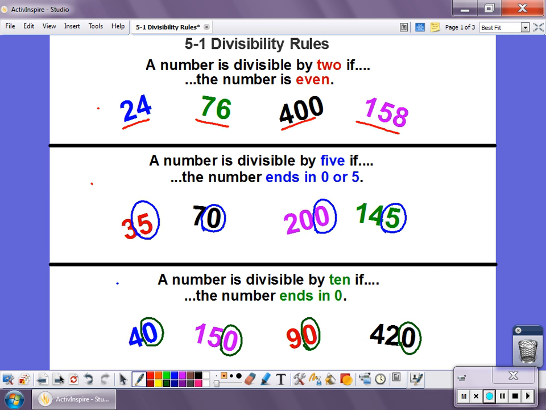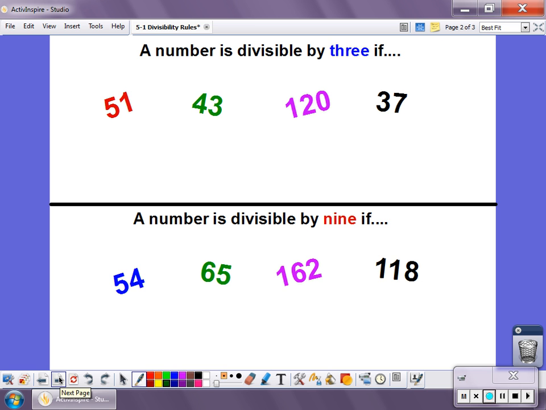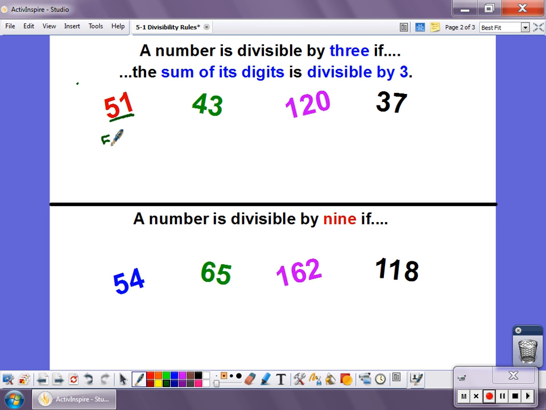Now there are three other rules that we use commonly. One is if a number is divisible by 3. Now the rule for if a number is divisible by 3 is that the sum of its digits has to be divisible by 3. So what that means is you take a number and you add up its digits. So 51, if I do 5 plus 1, I get an answer of 6. If the sum you get, the 6, is divisible by 3, then the whole number is divisible by 3. So 6 is divisible by 3, so 51 is divisible by 3.